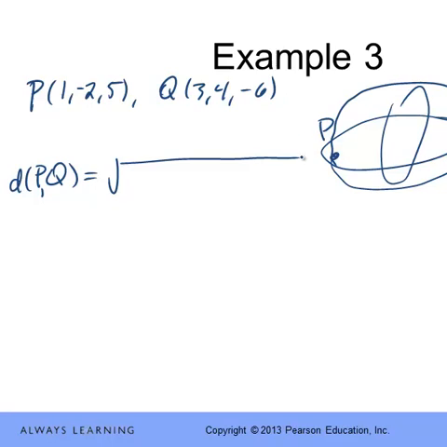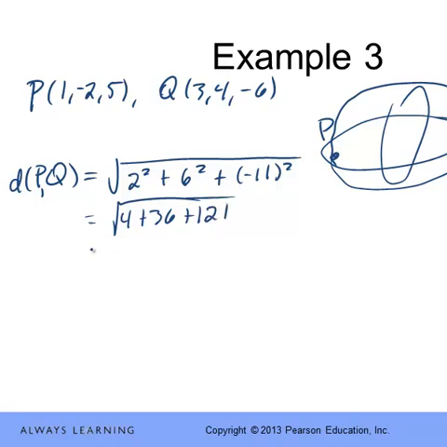So distance formula, now 3 minus 1 is 2, so we have 2 squared plus 4 minus negative 2, which is 6 squared, plus negative 6 minus 5 is negative 11 squared. So we're talking about the square root of 4 plus 36 plus 121. So 40 plus 121 is 161. Okay. So the distance between P and Q is the square root of 161.